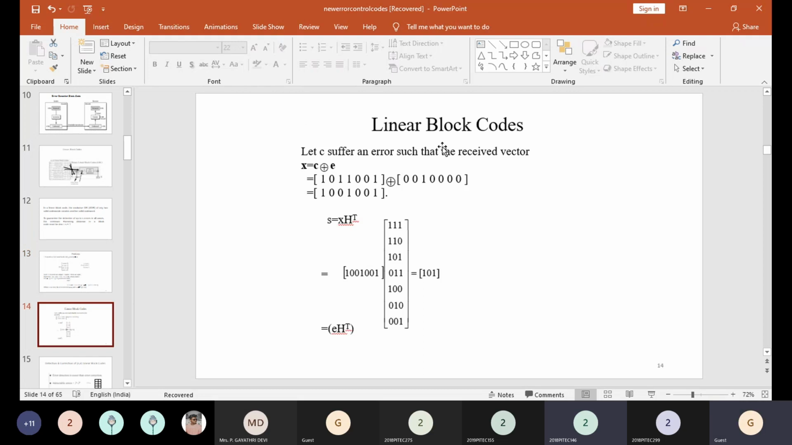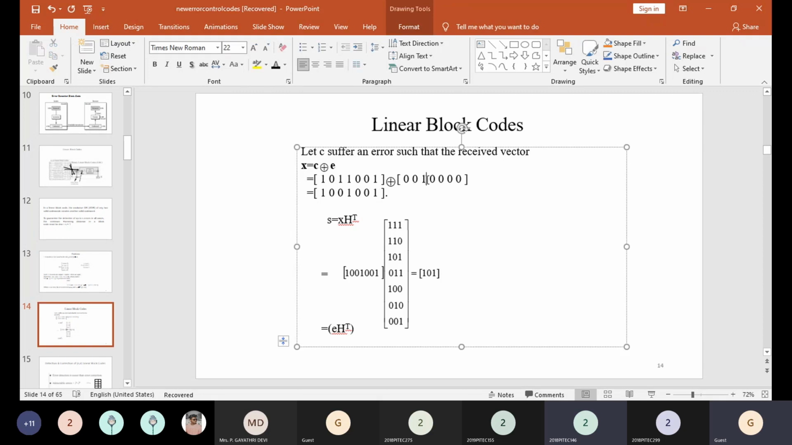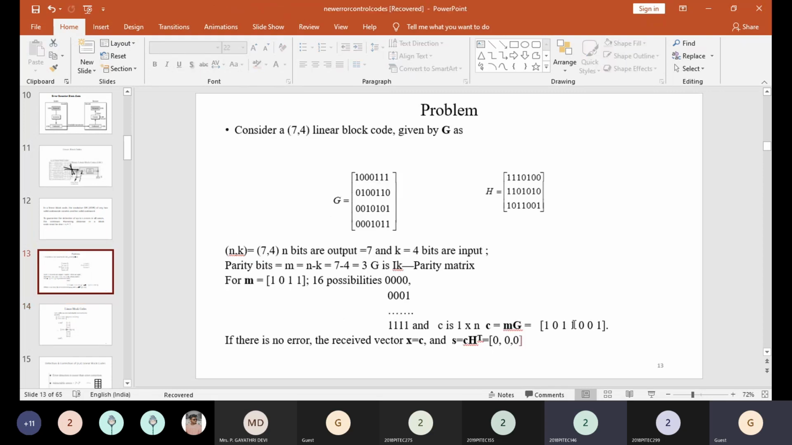Let's suppose the code suffers an error such that the received vector is x equal to c modulo 2 added with e, that is, c XOR e. For example, the error pattern e is 0010000. In this case the error is considered to be in the third position. So you have the corresponding code word.